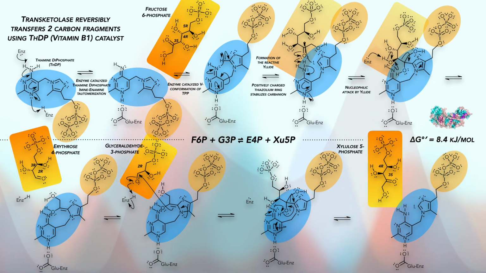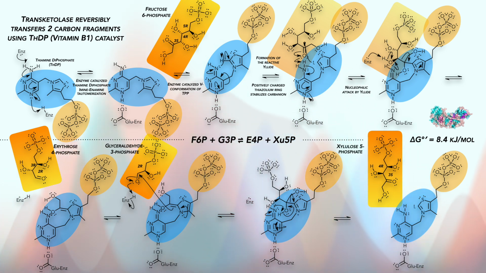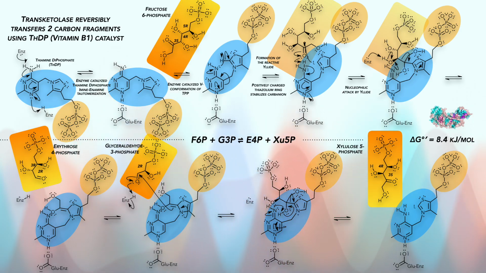The THDP ylide attacks the carbonyl of the donor ketose, fructose 6-phosphate. After bond cleavage, a 2-carbon fragment remains covalently attached to THDP while erythrose 4-phosphate leaves. The 2-carbon fragment then attacks glyceraldehyde 3-phosphate. Product release yields xylulose 5-phosphate and regenerates the cofactor.